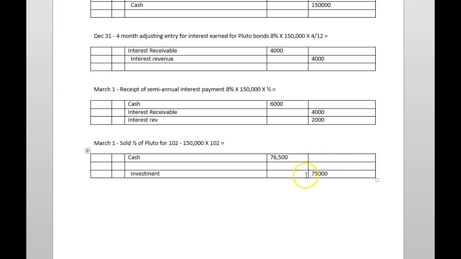Again, it doesn't match, right? So we must have made money on it, and that would be a gain, which is a balancing entry of $1,500. And there you go. That's how you buy and handle a bond issue at face value.